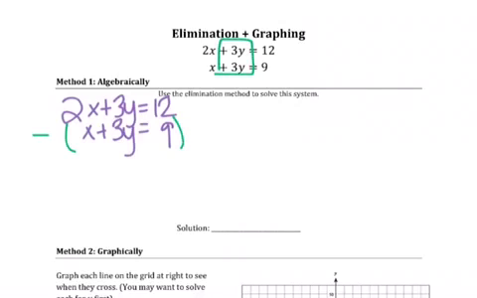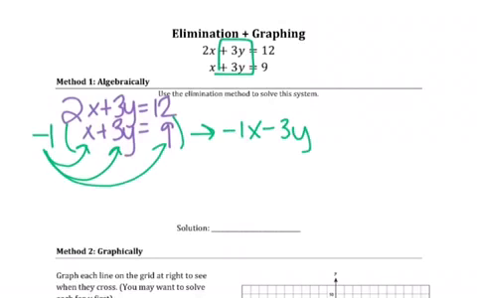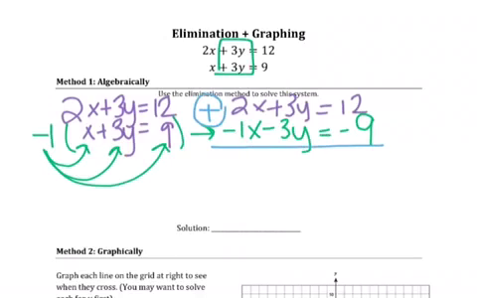Okay, so I'm just going to go and multiply the whole bottom equation by negative 1. So negative 1 times x gives me negative 1x. Negative 1 times 3 gives me that negative 3y that I want. And we cannot forget negative 1 times 9, so this is equal to negative 9. Now I didn't do anything to the top equation, so I'm going to leave that as 2x plus 3y is equal to 12.